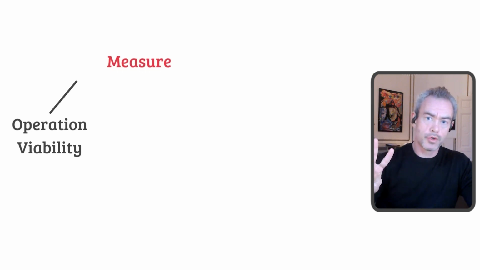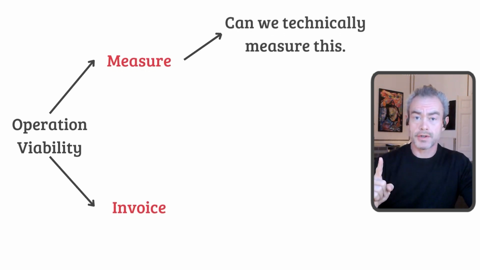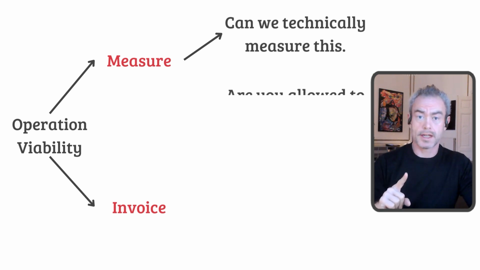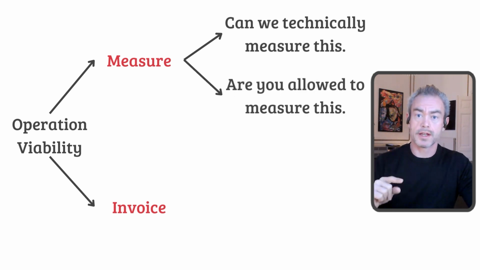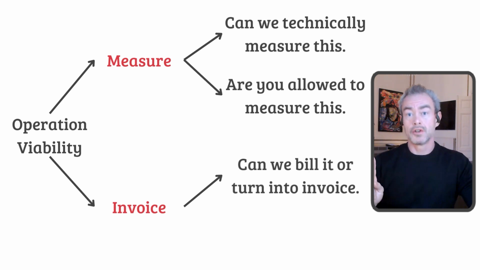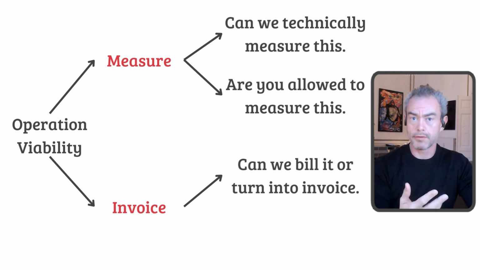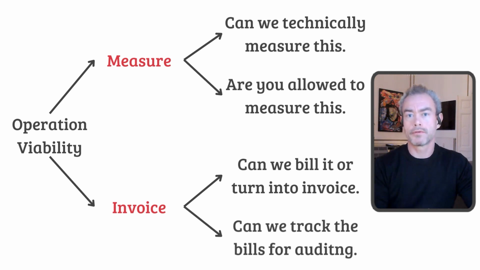So that is it for operational viability. It has two aspects. The first is, can we measure it? Meaning, can we technically do it? And are we allowed to do it from a compliance measure? And second, can we bill it? Meaning, do we actually get the information in a timely and structured manner to pull it through a billing flow? And can we track that billing flow so that we can actually do the audit trail if necessary? And this is black and white: if your pricing metric, whatever it is that you're proposing, doesn't meet all these criteria, hands down, don't work with it.